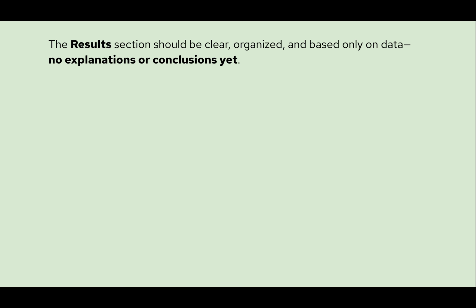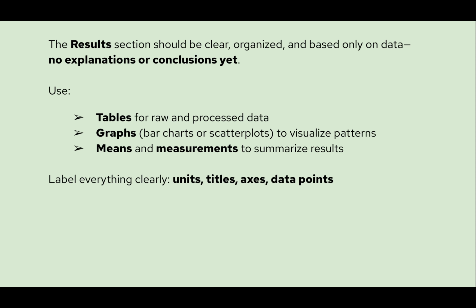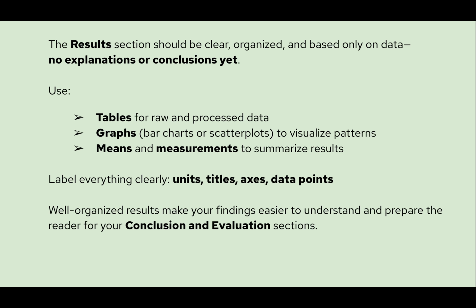So the results section should be clear, organized, and based only on data. Again, there are no explanations or conclusions yet. That's coming up in our lab report. Use the tables for the raw and processed data. The graphs, whether it's a bar chart or a scatter plot, are good for visualizing the patterns. The means and the measurements are good for summarizing the results. Remember to label everything clearly: your units, your titles, your axes, and your data points.